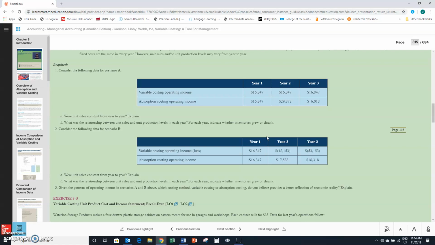So again, if absorption costing has higher income, that would lead us to believe that some of the fixed manufacturing overhead costs were deferred in inventory. They were deferred to a future period. So if fixed manufacturing costs were deferred in inventory, that means our inventory grew. And if you look at year 3, it's the same scenario. Absorption costing has a higher income than variable costing. So again, our inventories that year would have grown.